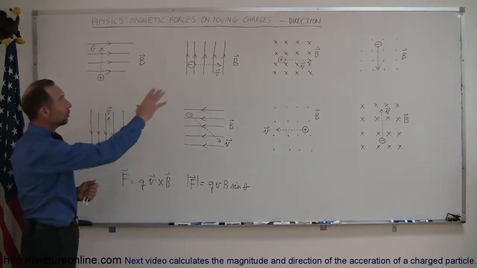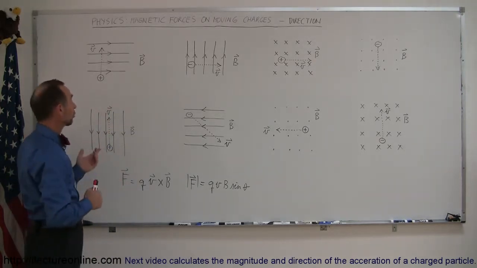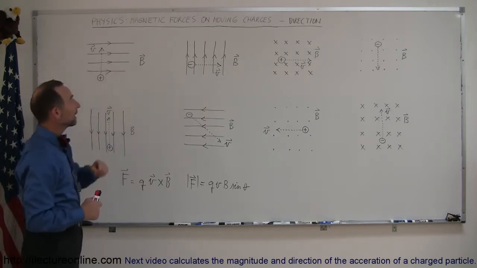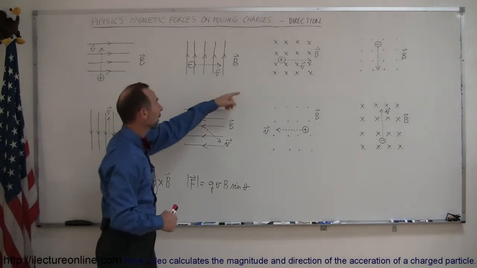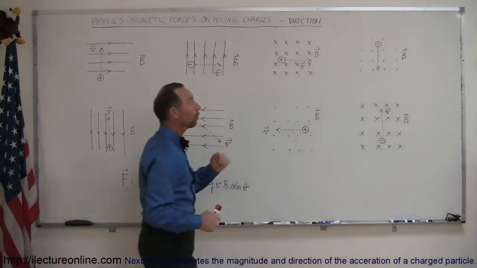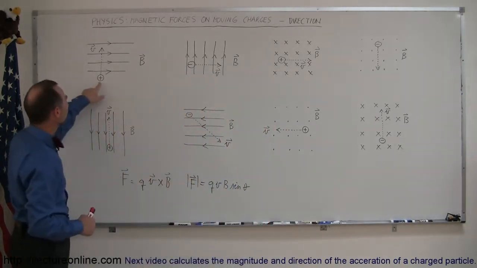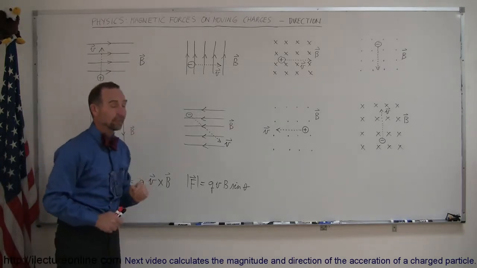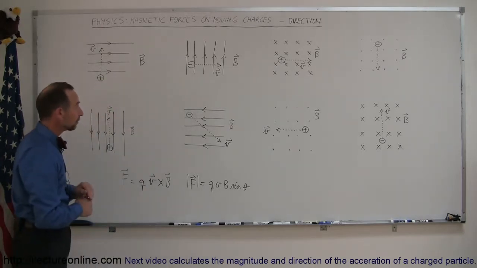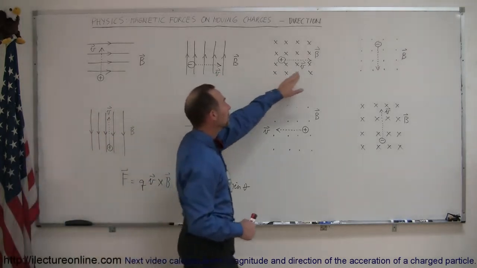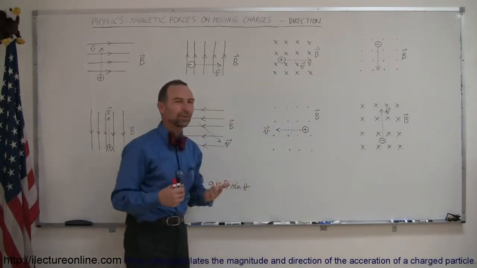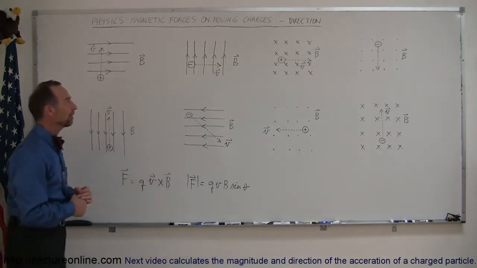Alright, so what we're going to do now is try and find the direction of the force on each of these charges. You can see there's a charge here moving upward, a charge here moving to the right, a charge there moving to the right. Also notice that some charges are positive, some charges are negative, and that does make a difference. Now, the magnetic field is indicated by this B with an arrow on top of it, so we sometimes call it the B field or the magnetic field.